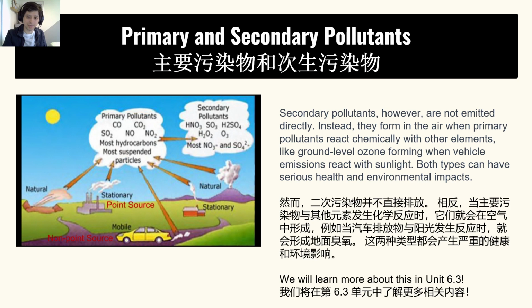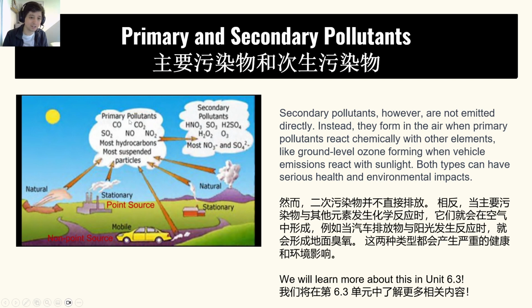Okay? Secondary pollutants, however, are not emitted directly. Instead, they form in the air when primary pollutants react chemically with other elements, like ground level ozone forming when vehicle emissions react with sunlight. Both types can have serious health and environmental impacts. We will learn more about this when we talk about atmospheric systems in Unit 6.3. But basically, the point is, some chemicals go into the air, and they are pollutants right away, right? They affect the environment in a negative way right away.